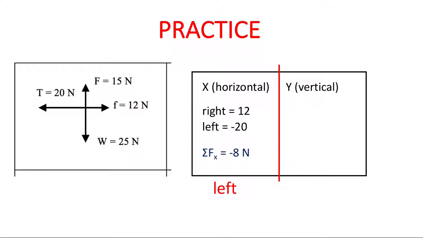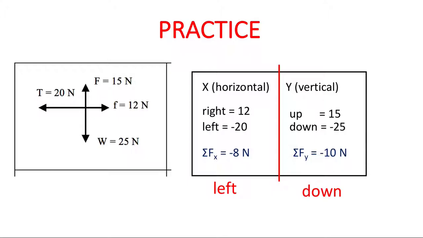In the y dimension, are there any upward forces? Yes, there's a normal force of 15. Are there any downward forces? Yes, there's a weight force of 25. Because it's in the downward direction, I record it as a negative 25. If I put these together, the net force in the y dimension is negative 10. Because I have a negative force in the y dimension, that means that the net force is downward.